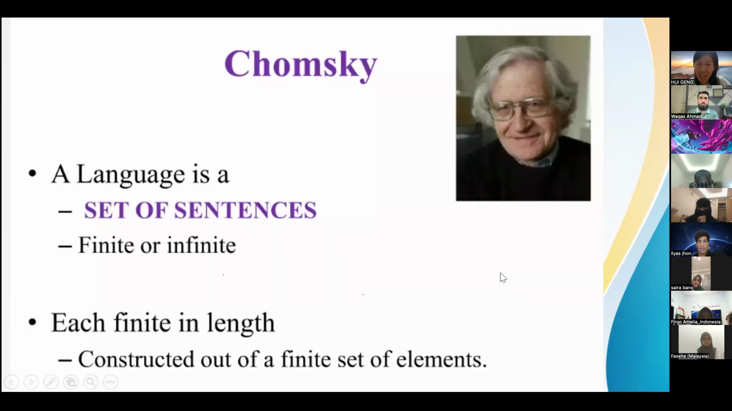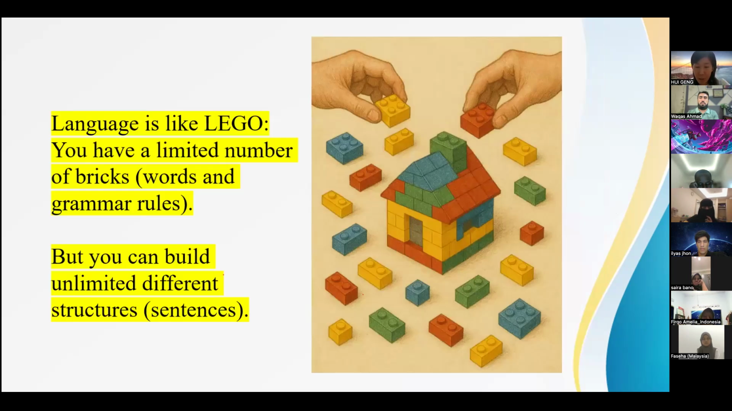Yeah. So we have a limited number of words. For example, we can always check vocabularies in the dictionaries, but we can generate an unlimited number of sentences. All right. Language is just like Lego. You have a limited number of bricks. I'm sure most of you maybe have played Lego in your childhood. So these bricks are like words and grammar rules. However, you can build unlimited different structures, what we call sentences.